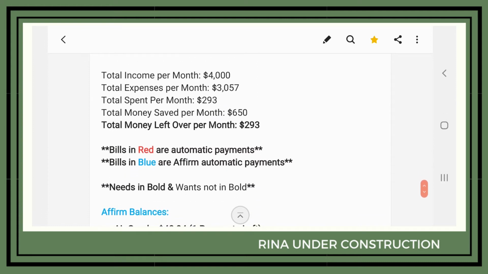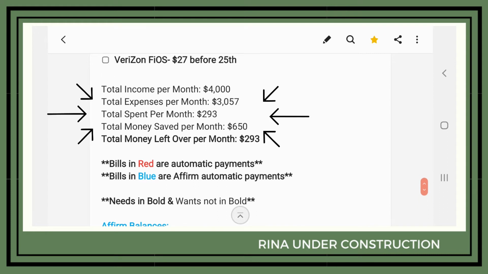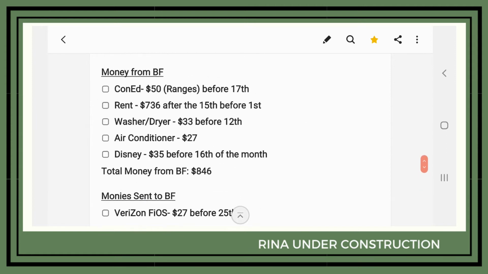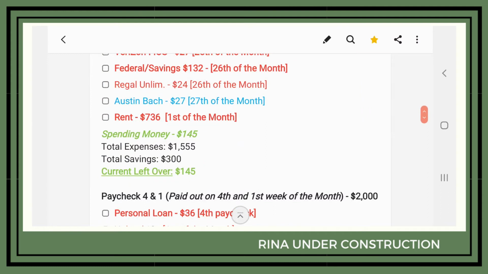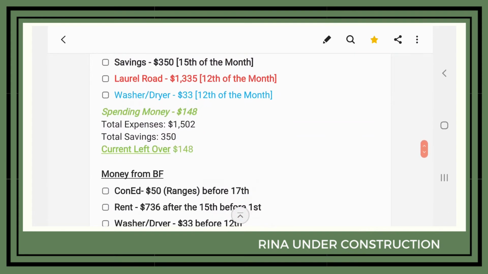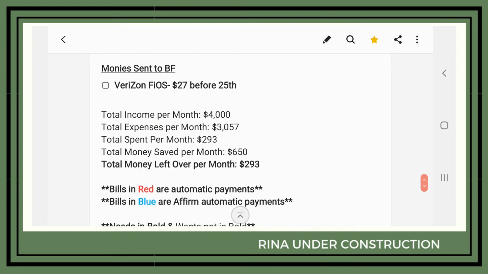One of the last sections is just a summary. So my total income $4,000, total expenses per month. I just added up those last two numbers. So total expenses here for paycheck 2 and 3, and then total expenses here for paycheck 1 and 4. And then I get $3,057.